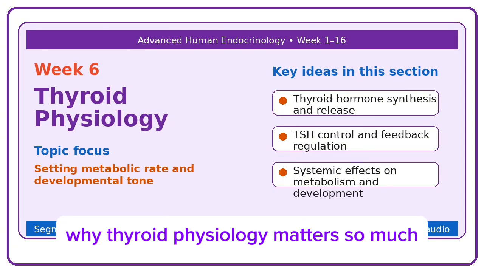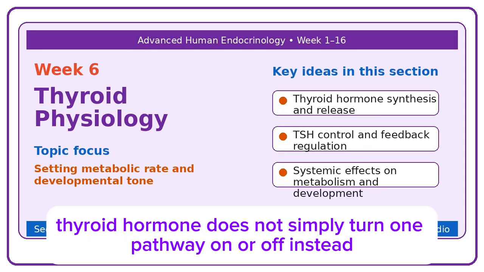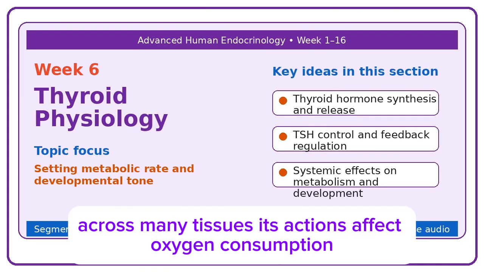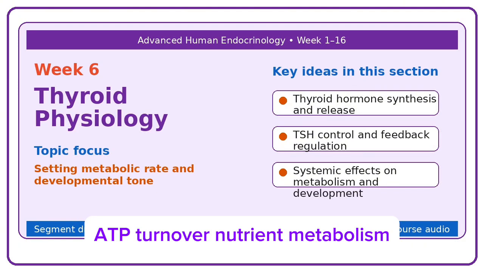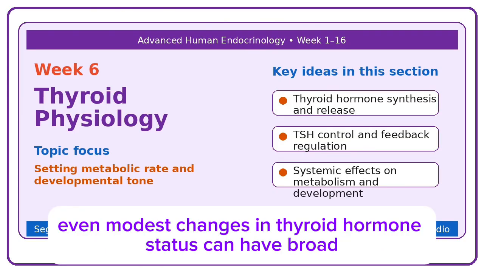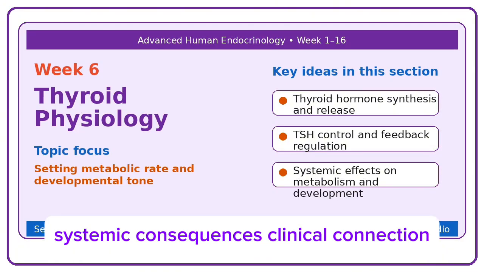12. Why thyroid physiology matters so much. Thyroid hormone does not simply turn one pathway on or off. Instead, it influences the overall pace and efficiency of physiology across many tissues. Its actions affect oxygen consumption, ATP turnover, nutrient metabolism, growth, and developmental timing. Because of this, even modest changes in thyroid hormone status can have broad systemic consequences.